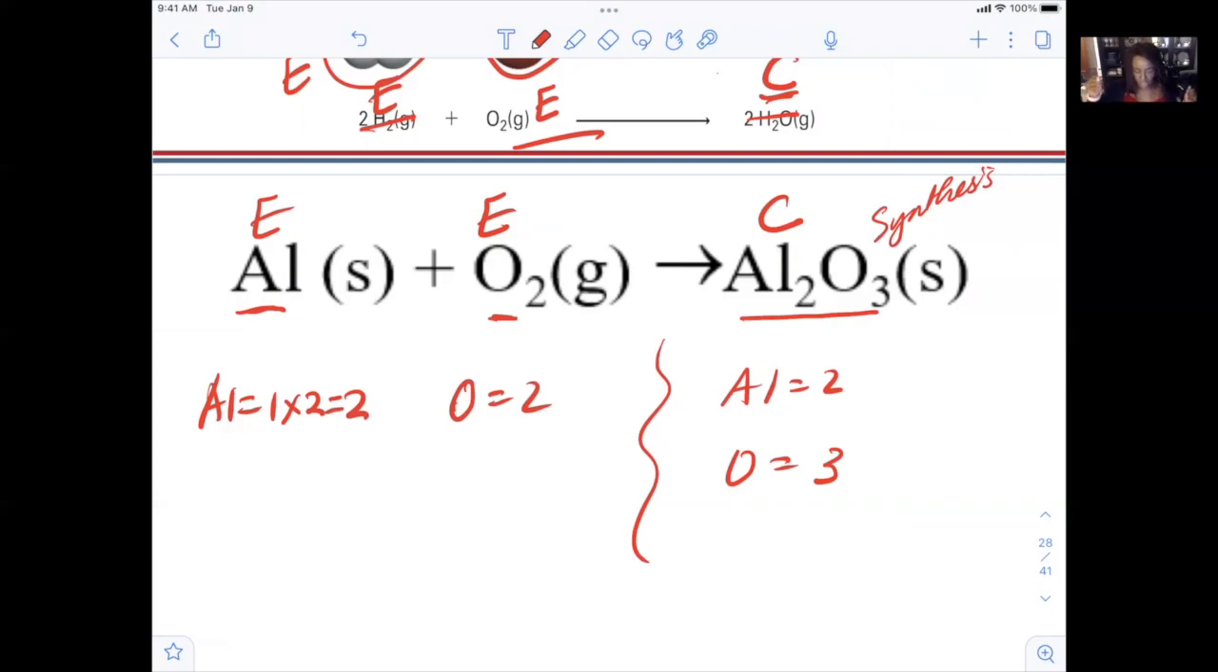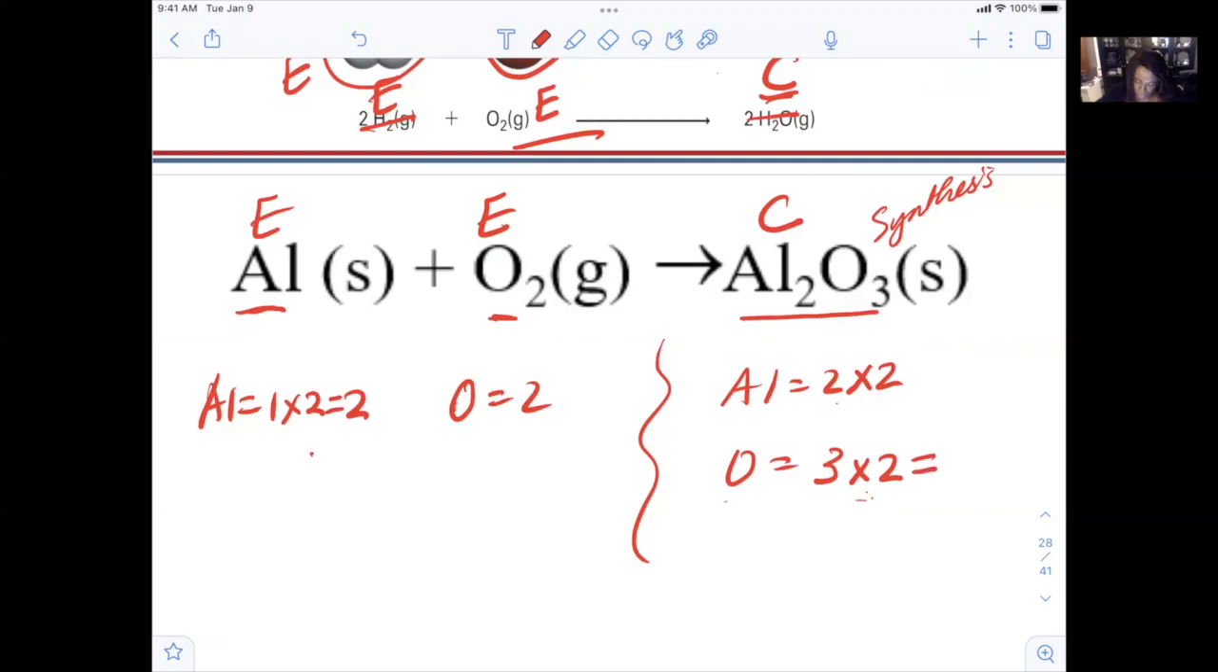What about my oxygen? I have an even odd situation. So I have to make the odd even, and the easiest way to do this is going to be by doubling it. But if I double the oxygen, because the oxygen is in the same formula as the aluminum, I have to also double the aluminum. Doesn't that mess this up? We'll get back to that.